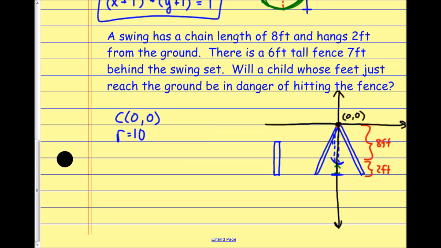So now when I write the equation of this circle, the equation of the circle is going to be x squared plus y squared equals 10 squared, which is 100. And now I want to know if they're going to hit this fence.